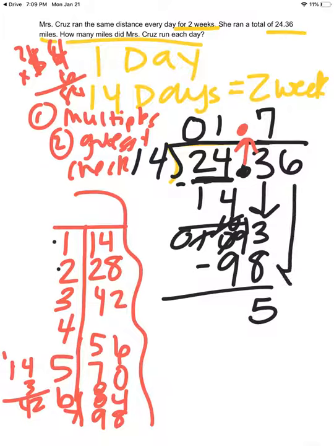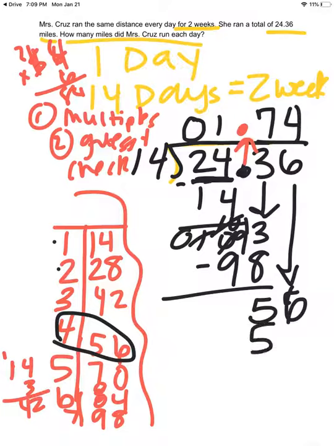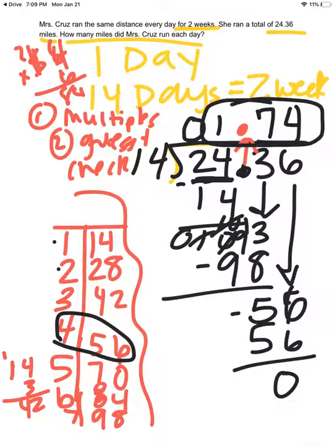Now I'm going to bring down my 6. Okay, now I can put 4 hundredths into each group. So 14 times 4 is 56. I subtract, and I'm left with nothing. So Mrs. Cruz runs 1 and 74 hundredths of a mile each day.